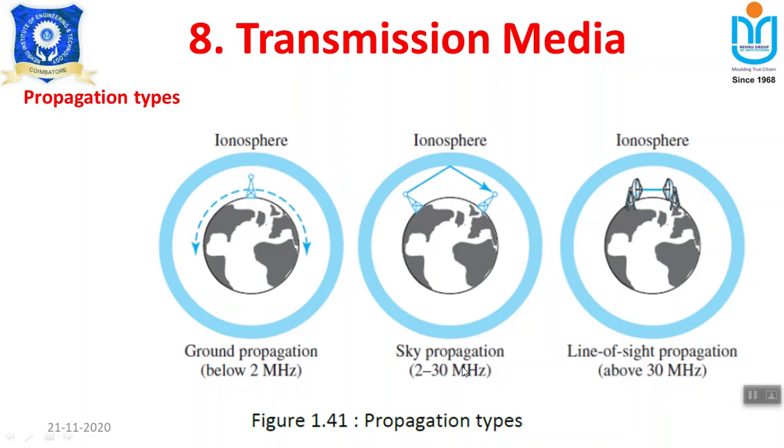The second one is sky propagation, which is 2 to 30 megahertz. You can see that the coverage area is in the sky. That is the reason it is called sky propagation. The third one is line of sight propagation, through satellite. Through satellite we access line of sight, LOS, communication. It will be above 30 megahertz. This is very high, and the clarity is also high.